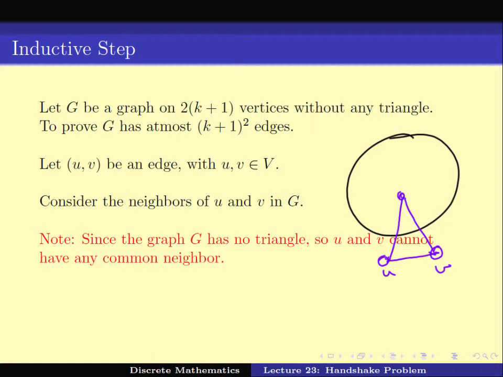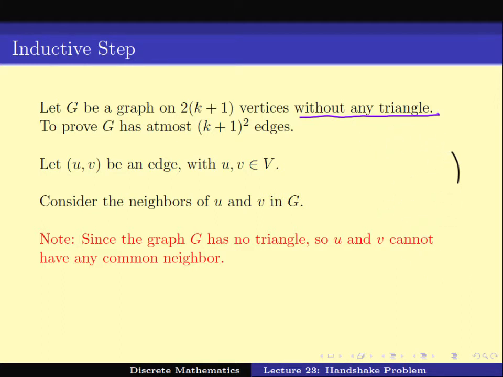But because we have assumed that G does not have any triangle, no vertex in G can have neighbors with both u and v. In other words, u and v cannot have any common neighbors. So how does it look like therefore? Let me just redraw it again. Here is the graph, here is U, here is V.